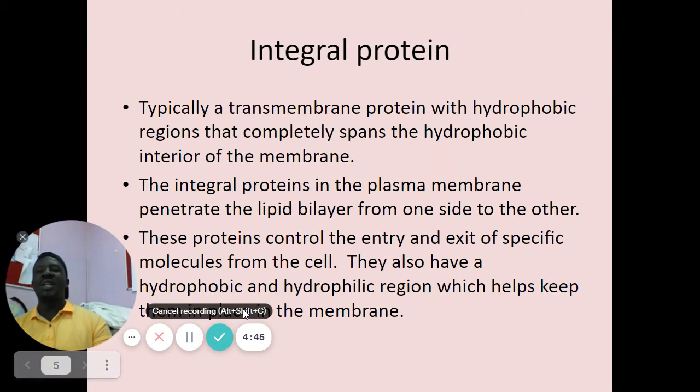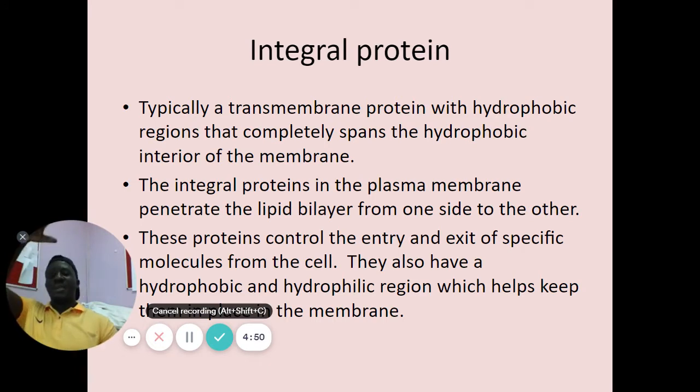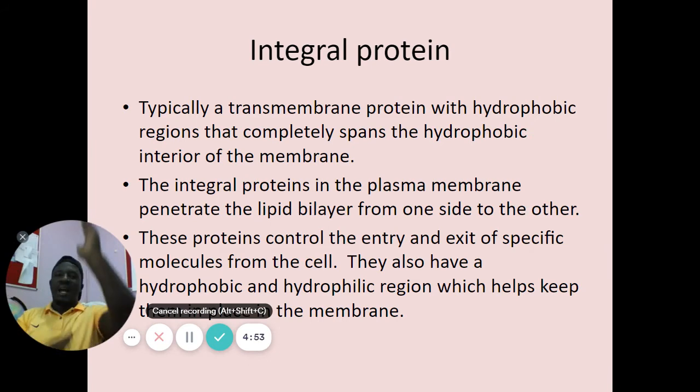The next term is what we call integral proteins. Integral means something that is crossing, a trans. We have the upper part and the lower part, so something crossing through is what we call integral or trans. We have proteins that help in crossing from one end of a cell to the other end of the cell. That is what we call integral proteins.